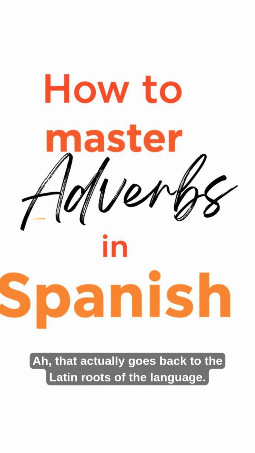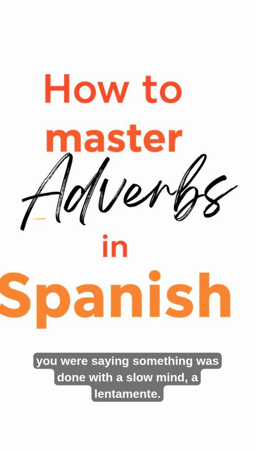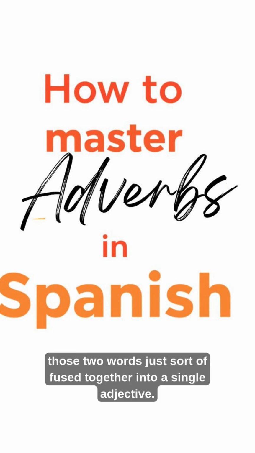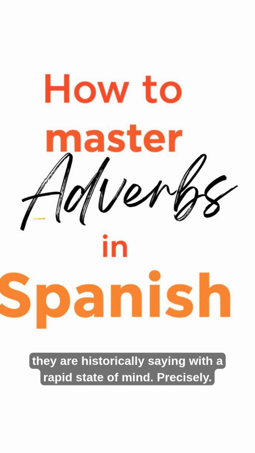That actually goes back to the Latin roots of the language. The suffix mente comes from the Latin word mens or mentis, which meant mind or state of mind. And in Latin, that noun was feminine. Oh, wow. I had no idea. Yeah, so historically you were saying something was done with a slow mind, lenta mente. And over centuries, those two words just fused together into a single adverb. That is wild. So every time someone says lentamente or rápidamente, they're historically saying with a rapid state of mind.